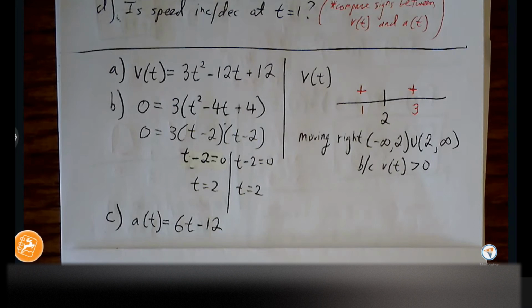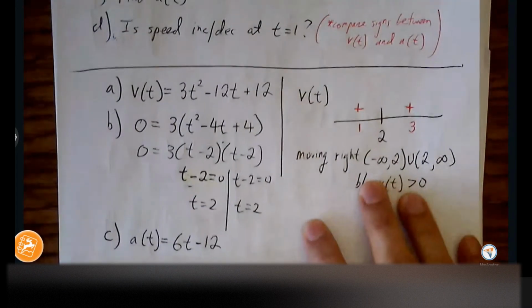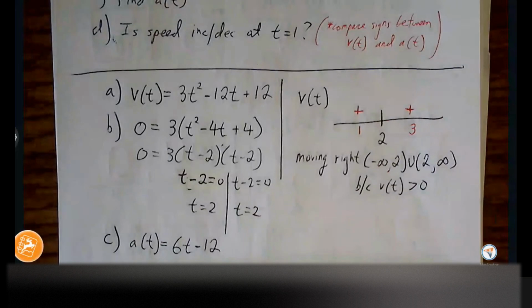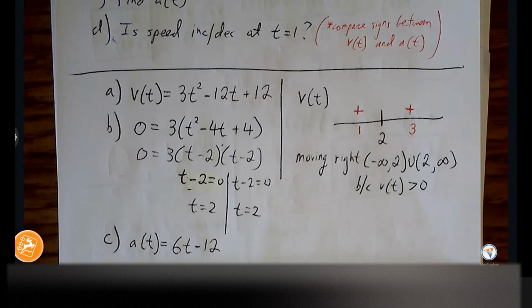Part D, is the speed increasing or decreasing at t equals 1? Our strategy there is we're going to be finding the velocity at 1, finding acceleration at 1, and comparing their signs. If their signs are different, then we're expecting decreasing speed. If their signs are the same, then increasing speed. So either both positive or both negative would fall under increasing speed.